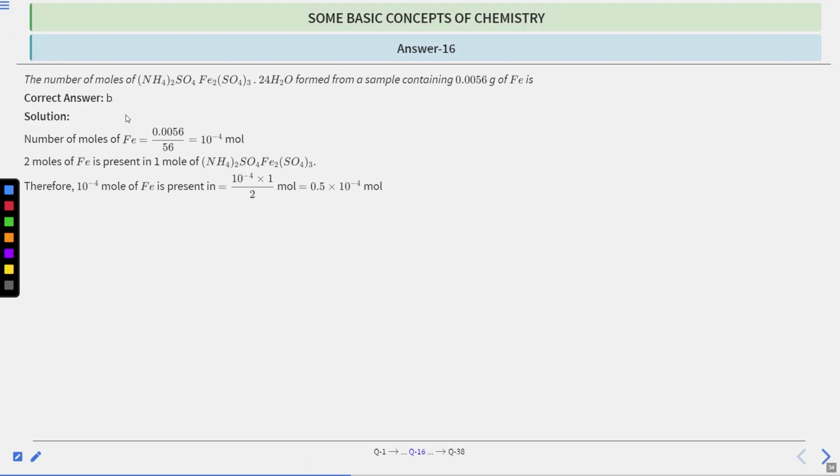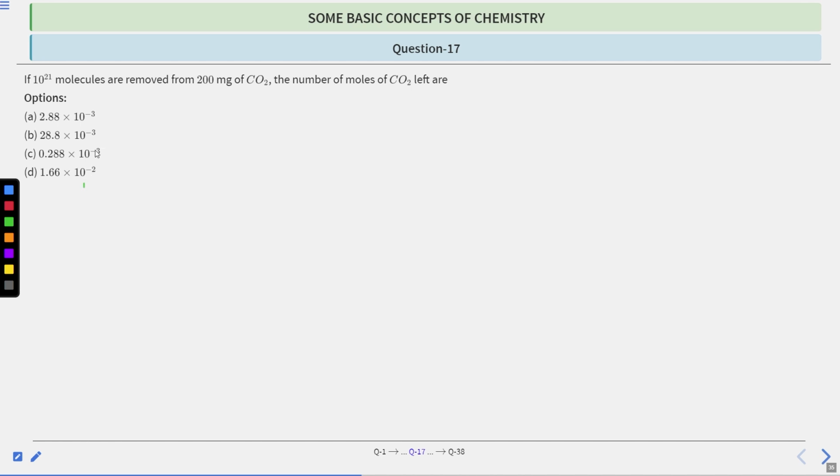Okay, so the correct option will be B. Number of moles of Fe will be given by mass upon molar mass, that is 10 to the power minus 4 mole. 2 moles of iron are present in 1 mole of this compound. Therefore, 10 to the power minus 4 mole of Fe is present in 10 to the power minus 4 divided by 2 mole, that is 0.5 into 10 to the power minus 4 mole. Hence, option B will be correct. Moving to our question 17.